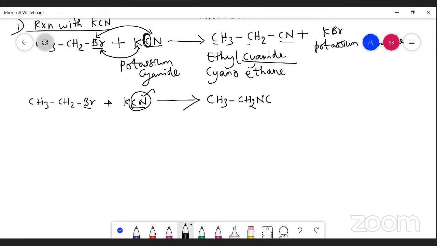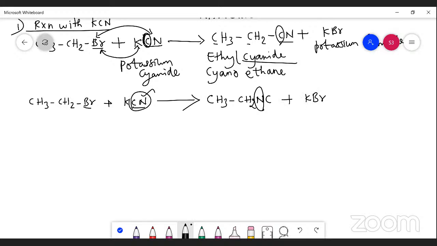In the first reaction, the carbon atom is attached. In the second reaction, the nitrogen atom is attached. That's why cyanide is an ambident ligand. It is not possible with every nucleophile. Only an ambident nucleophile has a tendency to attack in different ways, so different atoms can be attached. Now this makes a difference. And in the same way, the side product is KBr.